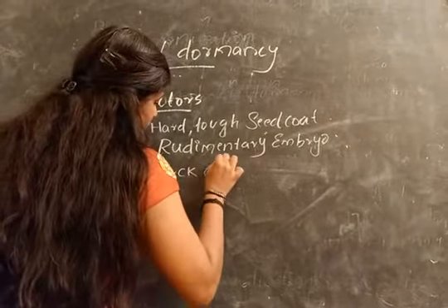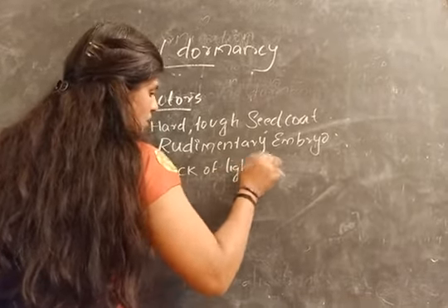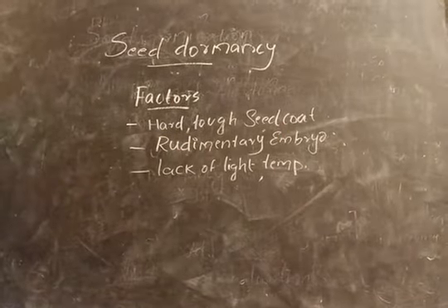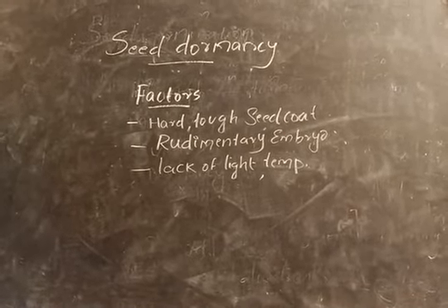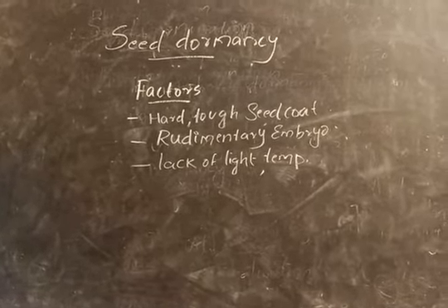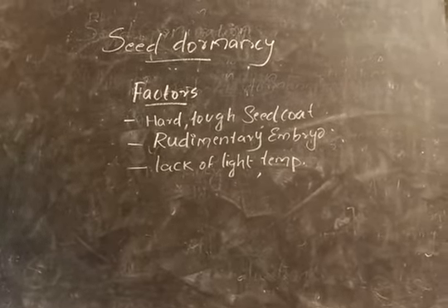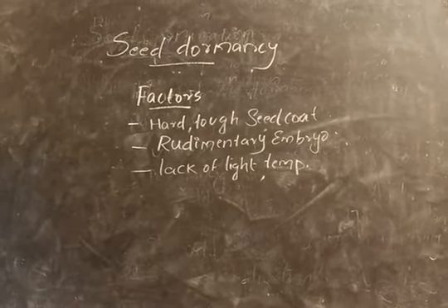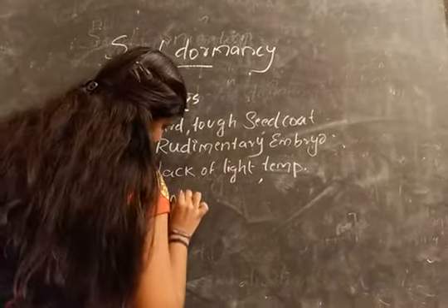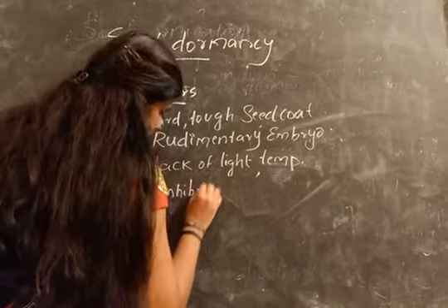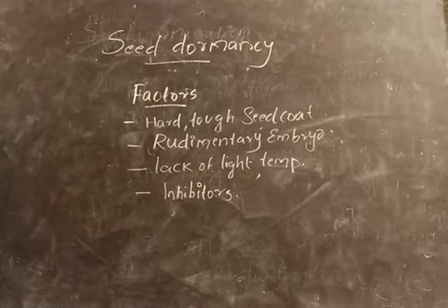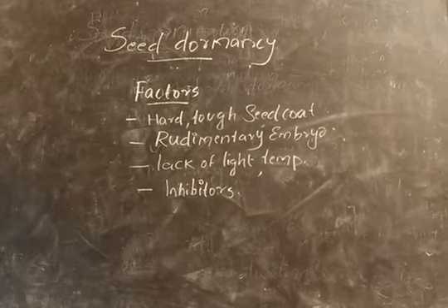So lack of light, temperature, moisture, etc. Some external factors also affect the seed's ability to germinate. That is the reason for seed dormancy. Then another factor is the presence of inhibitors like phenolic compounds. Some inhibitors like phenolic compounds may cause seed dormancy. So these are the factors that affect seed dormancy.